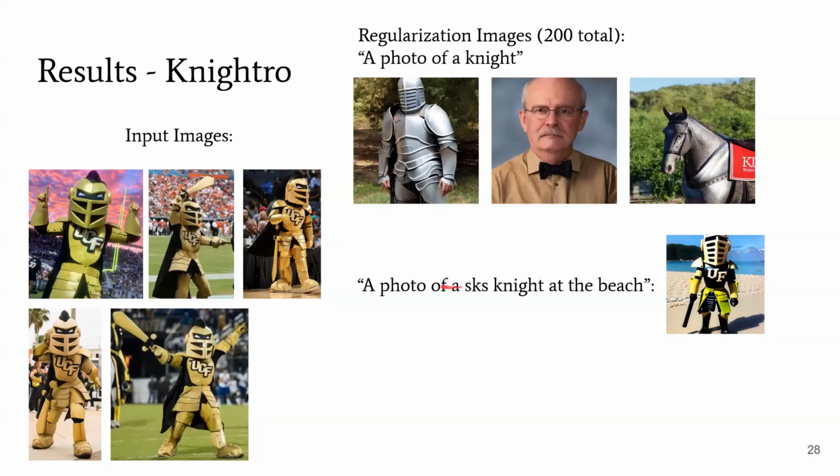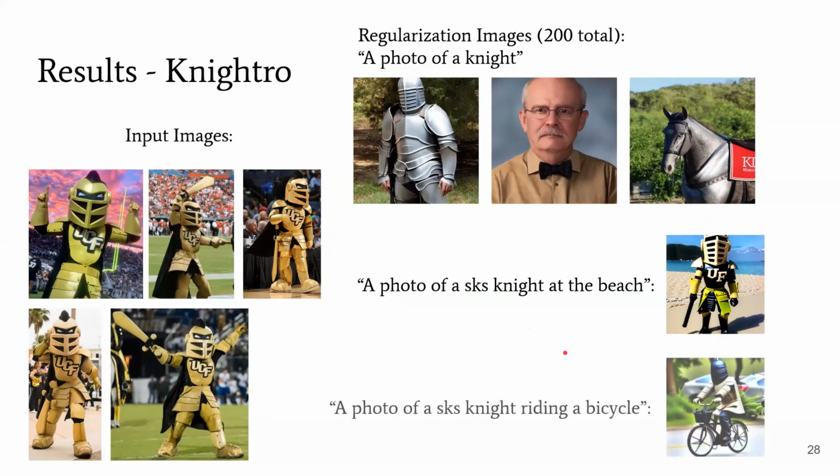So we used a photo of a knight at the beach, and it was pretty okay. You can see the lettering got a bit messed up, but the overall shape and figure was pretty close to our input images. And same thing with this one. It's not nearly as good, but you can see the coloring and the overall shape. But we can also see some issues with the prior of just riding a bicycle being shown.